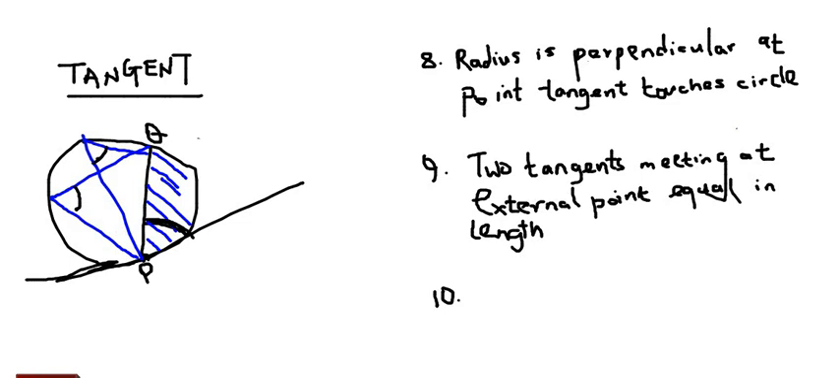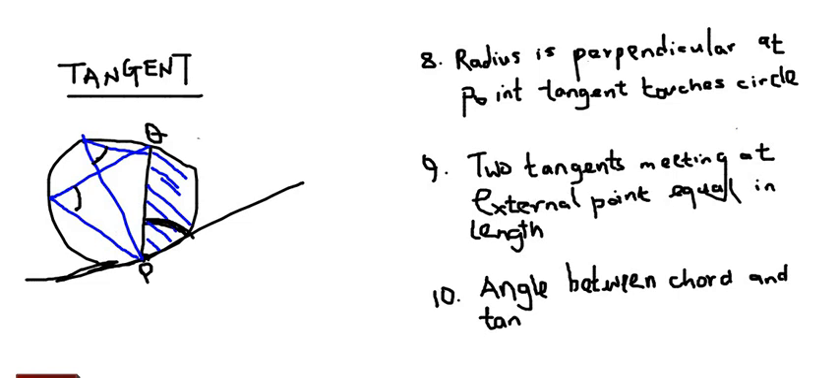So we call theorem number 10: the angle between the chord and tangent at the point of contact is equal to the angle in the alternate segment.